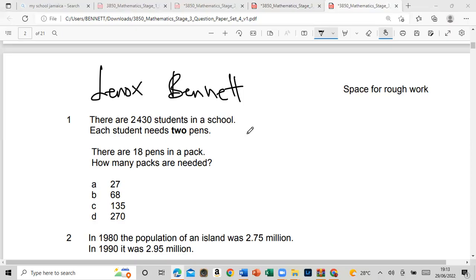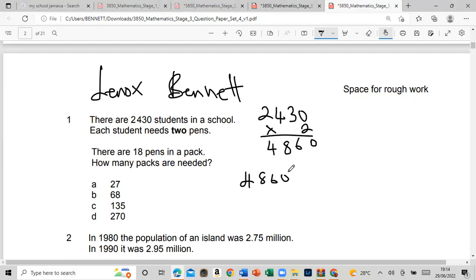Alright, so let's go. There are 2,430 students in a school. Each student needs 2 pens. There are 18 pens in a pack. How many packs are needed? First we have to multiply 2,430 by 2. 2 times 3 is 6, 2 times 4 is 8, 2 times 2 is 4. So in all, you get 4,860. And then we divide that by 18 to get how many.